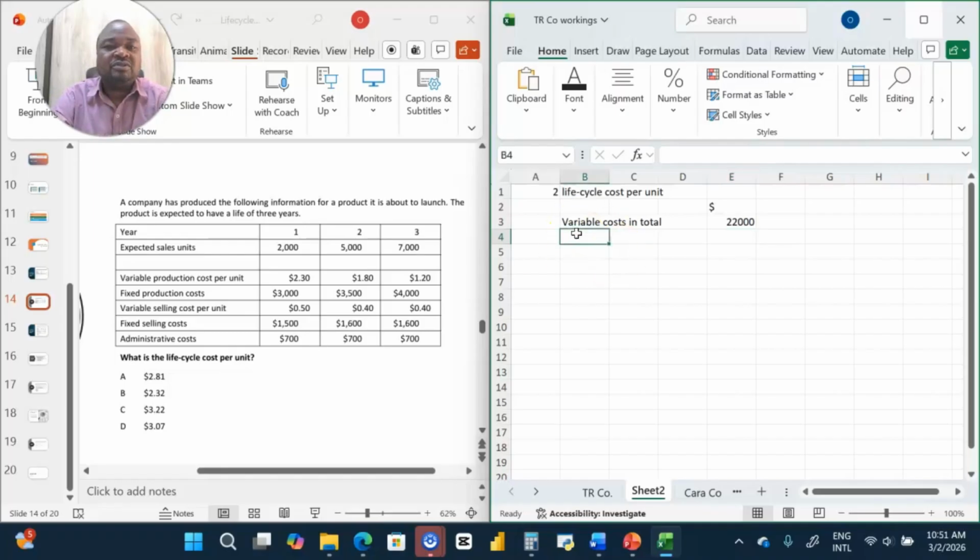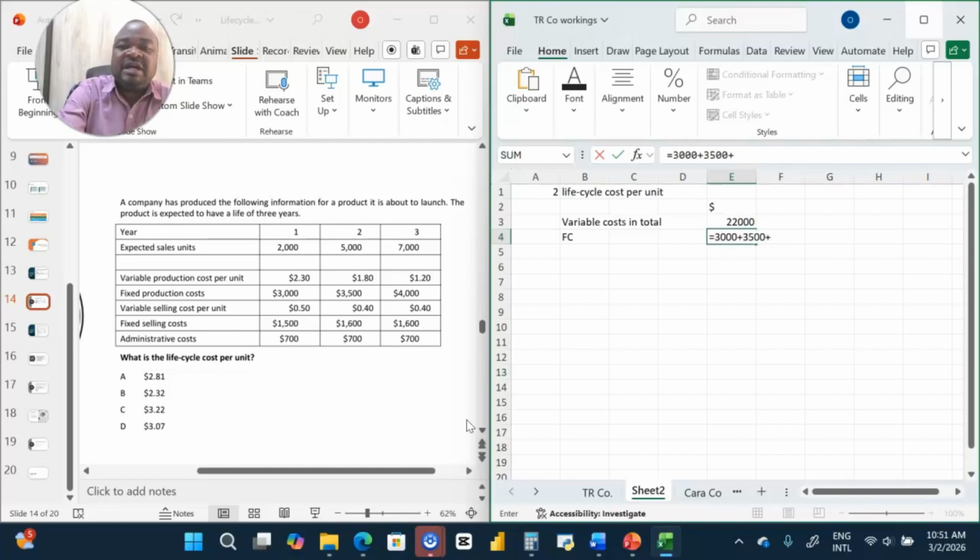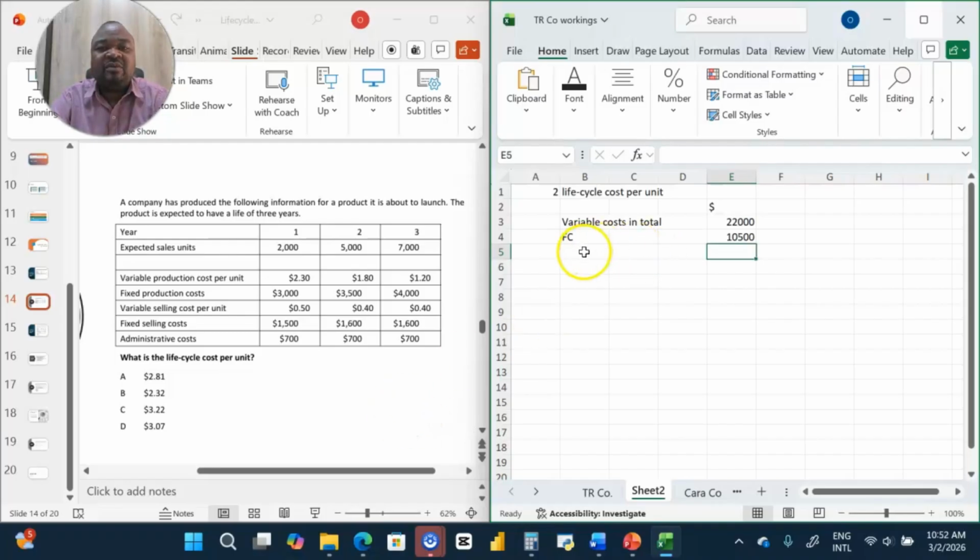We move on to the second item there, that is fixed production costs, fixed costs. The fixed costs, you say equal sign. These ones were given in total, so you just have to pick these numbers and add them across. So that's equal sign 3,000 plus 3,500 plus 4,000. That's 10,500.